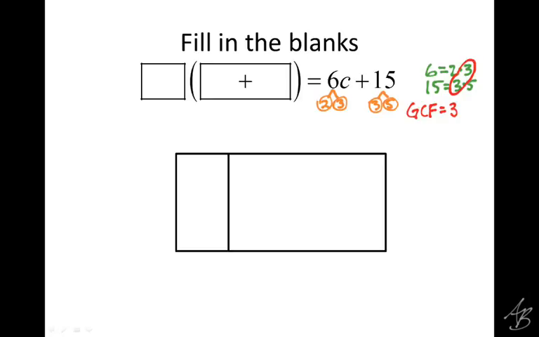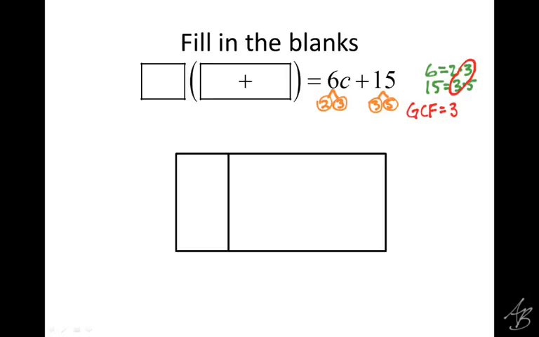And then how about the variables? How many C's do they have in common? Do they have any C's in common? We have a C here in the first term, but there is no C in the second one, so they don't have a C in common. So what's the GCF? It's just 3, right?